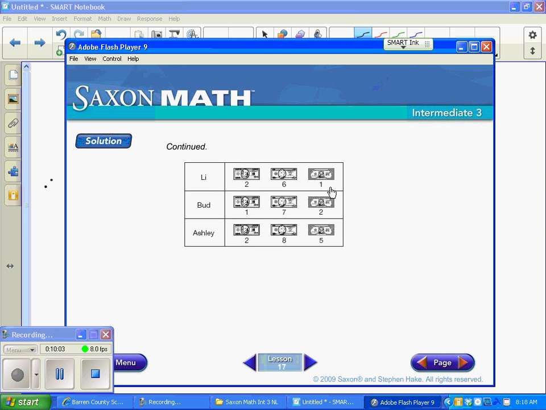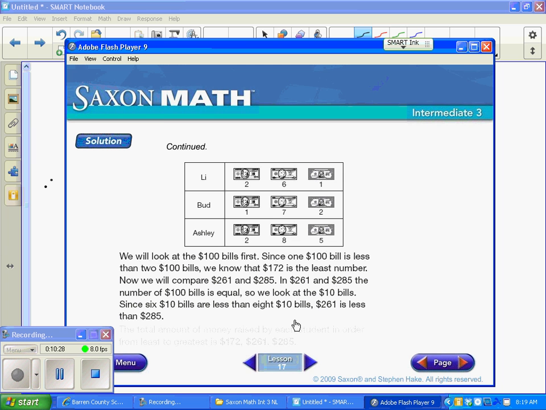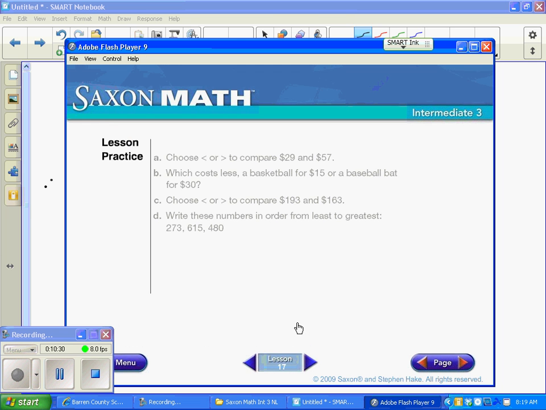And look, they actually drew out hundreds, tens, and ones. And it only gets tricky, you guys. Like Lee and Ashley, they both had 200s, but look, the difference started off in the tens, didn't it? Lee had 6 tens and Ashley had 8. That's right. Ashley got top prize. Very good. All right, now let's look at the lesson practice real quickly.